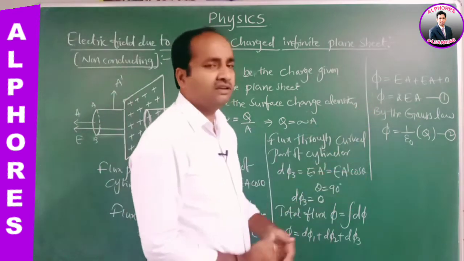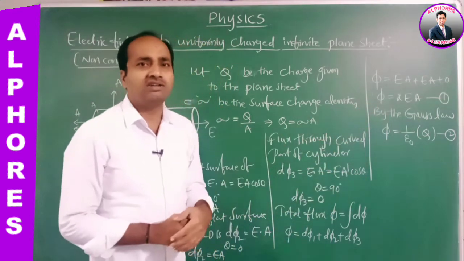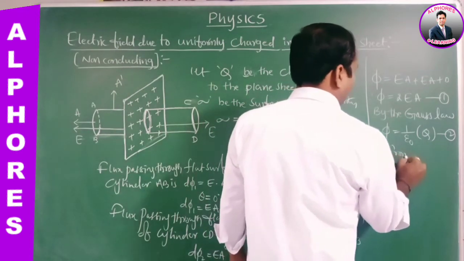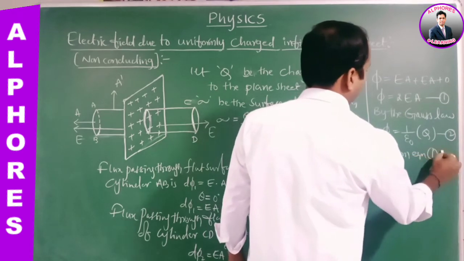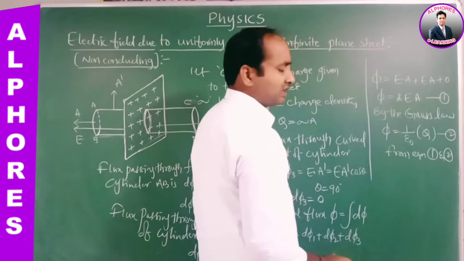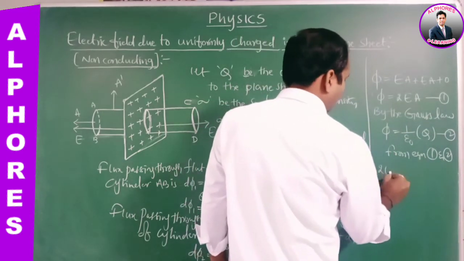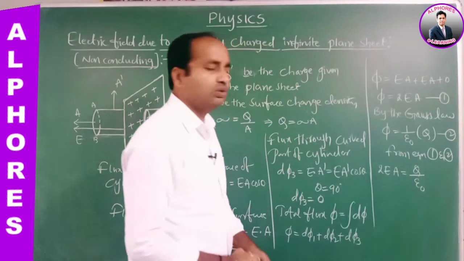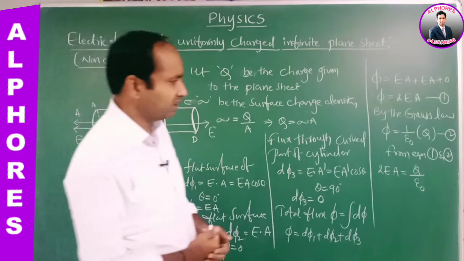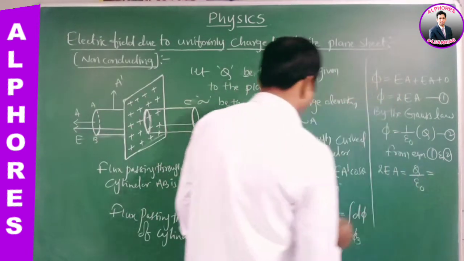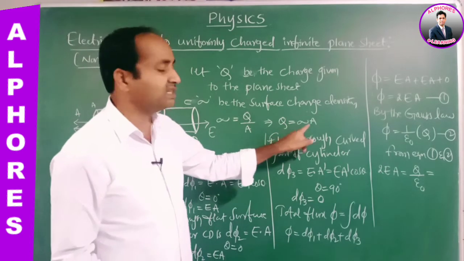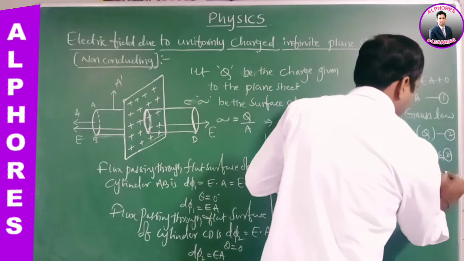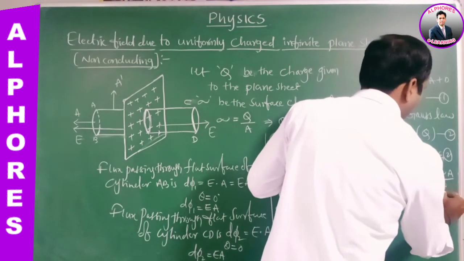Now if you observe equations number 1 and 2, both give the total flux. From equations 1 and 2, the total flux is 2Ea, so equate them: 2Ea is equal to Q by epsilon naught. But what is the value of Q? The value of Q can be written as sigma A. Substitute here: sigma A by epsilon naught.